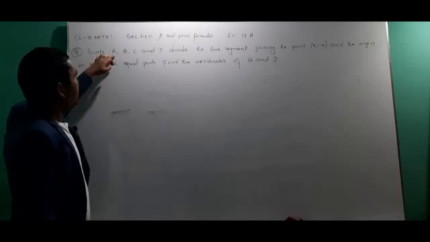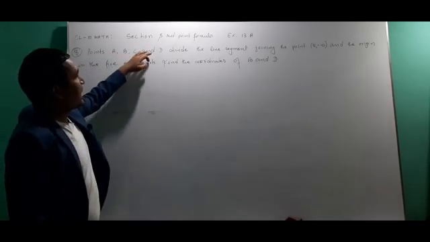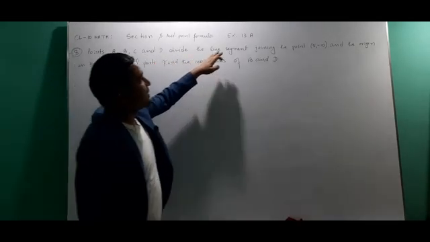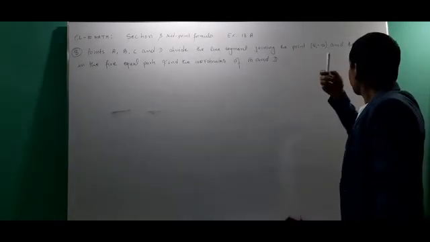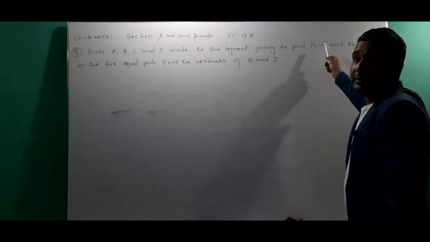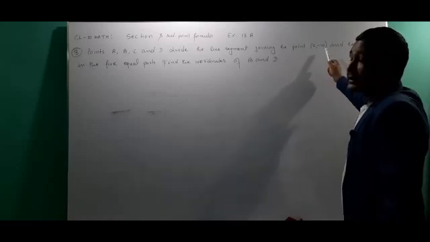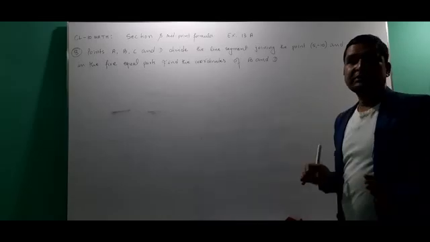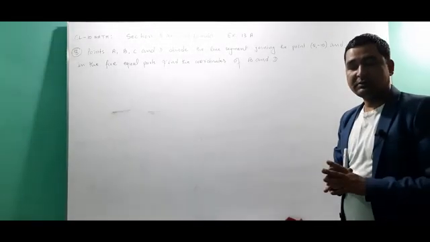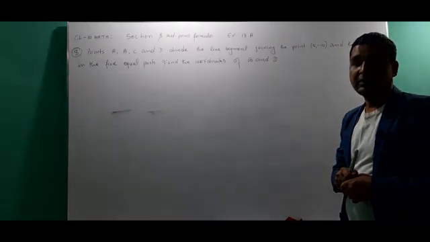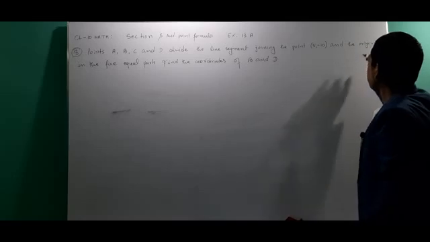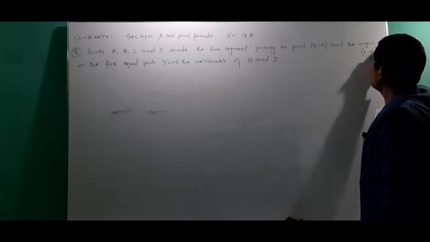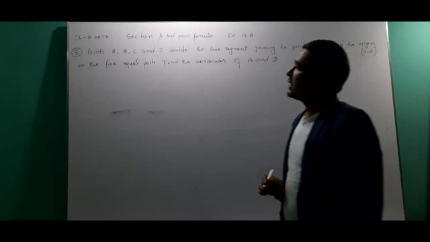Points A, B, C and D divide the line segment joining the points 5, minus 10 and the origin. Origin means the coordinate of origin is always, remember, 0, 0. That means the next point is 0, 0.